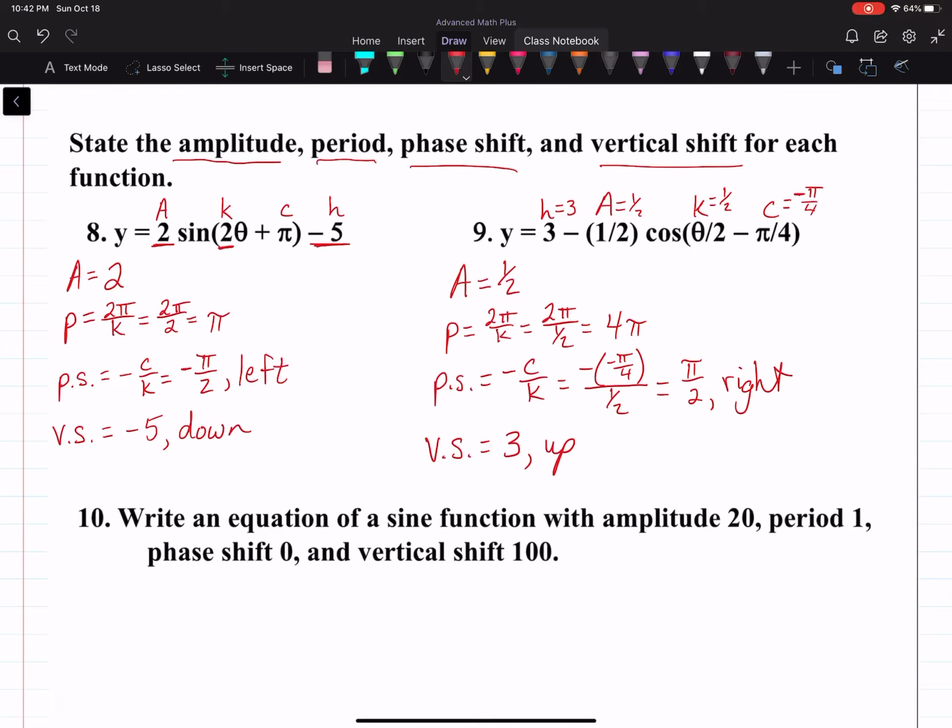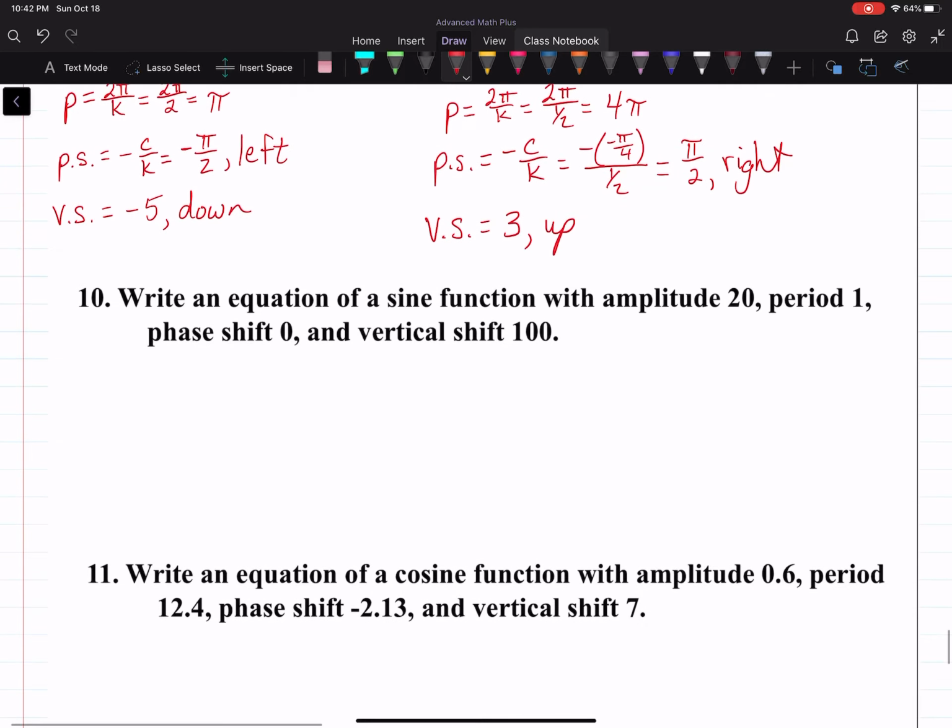Not really much work to show. Your amplitude and your vertical shift, there's no work to show. But your period and your phase shift, you have to plug them into the little formulas there. Okay, 10 and 11, we're just going the reverse of what we just did.